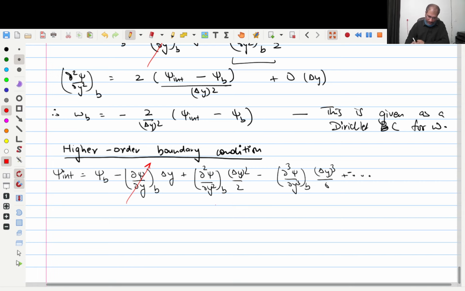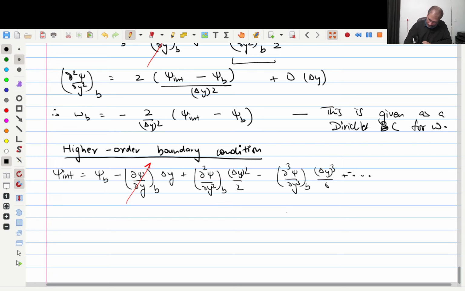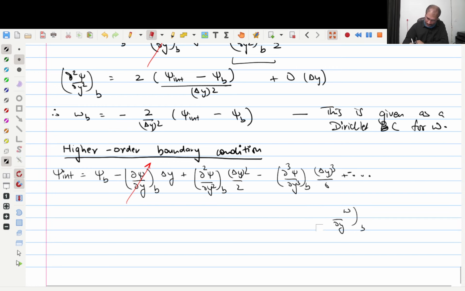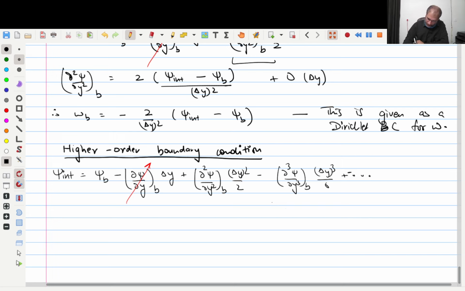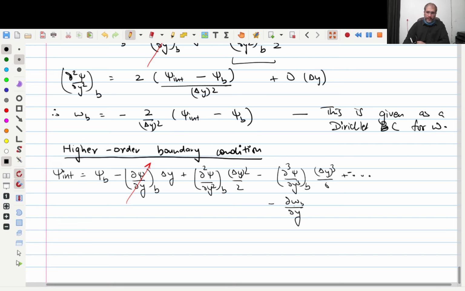The way we deal with this third derivative is we can write it as del by del y of omega on the boundary, because omega on the boundary is minus del 2 psi by del y2. So this is nothing but minus del omega by del y on the boundary, and we can replace this term. Or rather, let's write it this way.